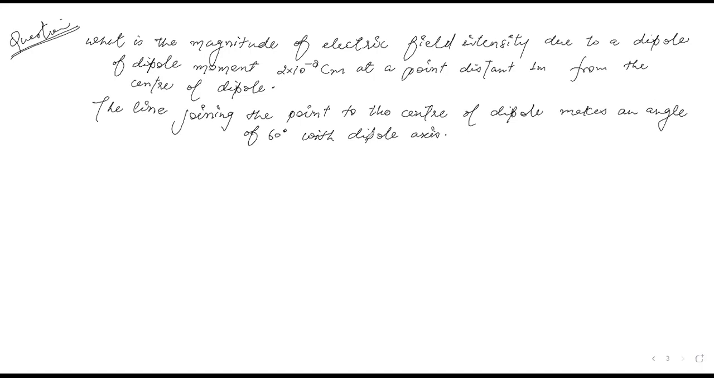Now, can you solve it or not? This is a dipole of minus Q charge, and this one is of plus Q charge. There is a point P, and this makes an angle of 60 degrees from the center of the dipole. The separation of point P from the center is 1 meter, which is given in your question: distant 1 meter.